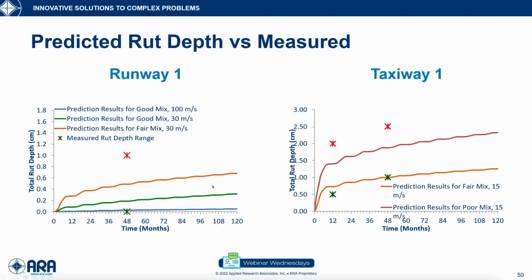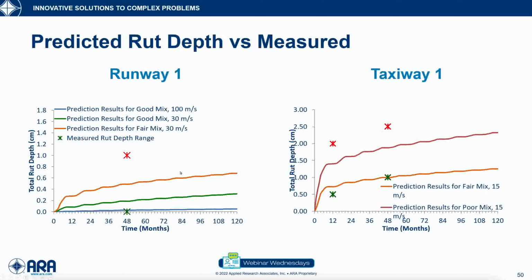So in FlexPave now, what we've done is we've tried to predict the rutting in that airport. When we visited that airport, we saw there are, for different areas in the airport, runway 1 versus taxiway 1, different magnitudes of rutting. What you see here is the red asterisk, and that's the maximum rut that was witnessed in runway 1. The asterisk or symbol that is in green is the smallest rutting that we saw in runway 1.